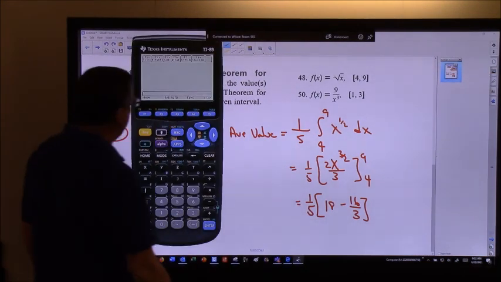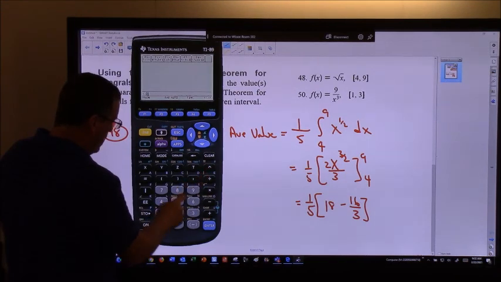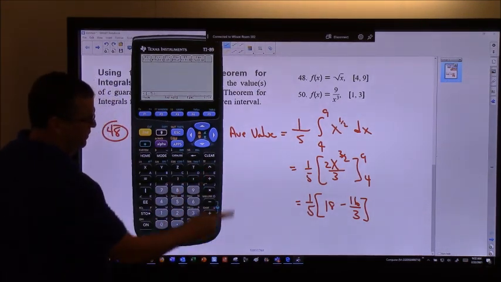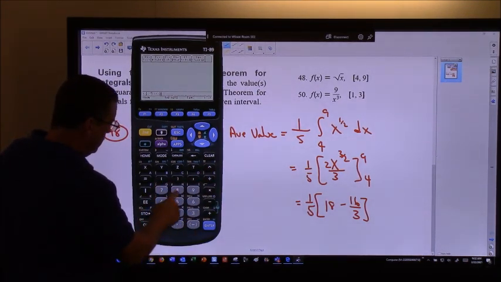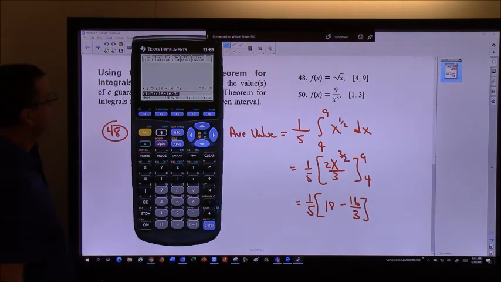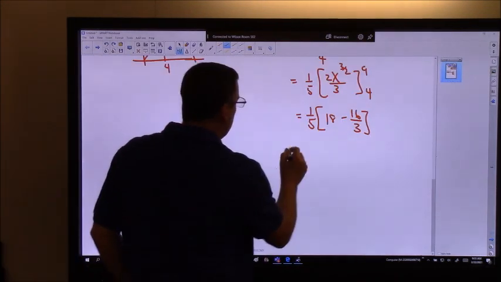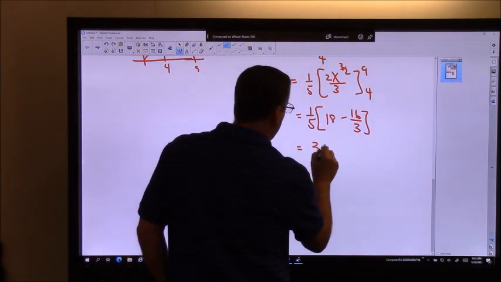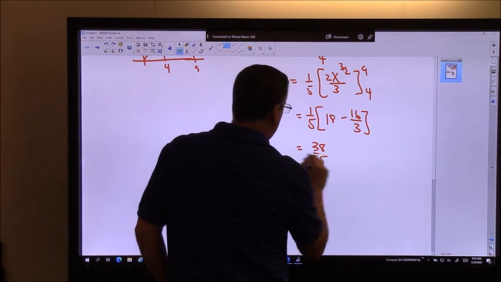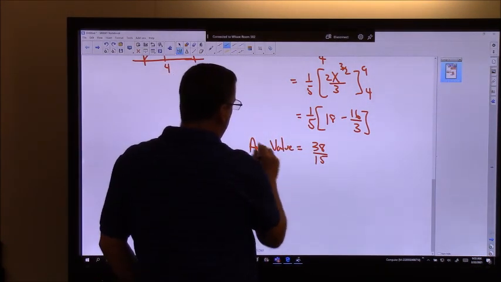So if I punch that into the calculator, I've got 1/5, so I'll do 1 divided by 5 in parentheses, times 18 minus 16 divided by 3. And it'll give us an exact answer, 38/15. So there's our average value.